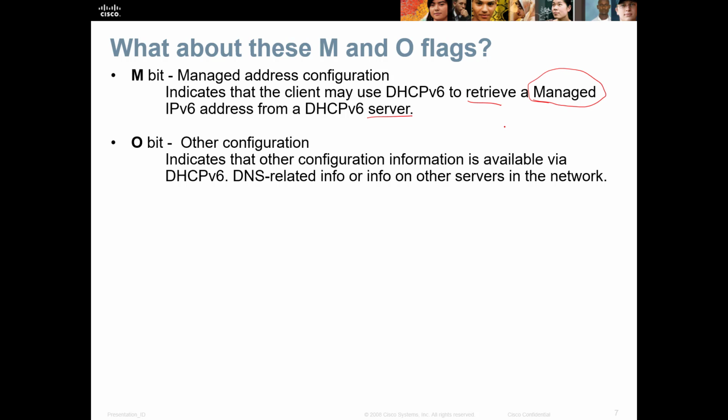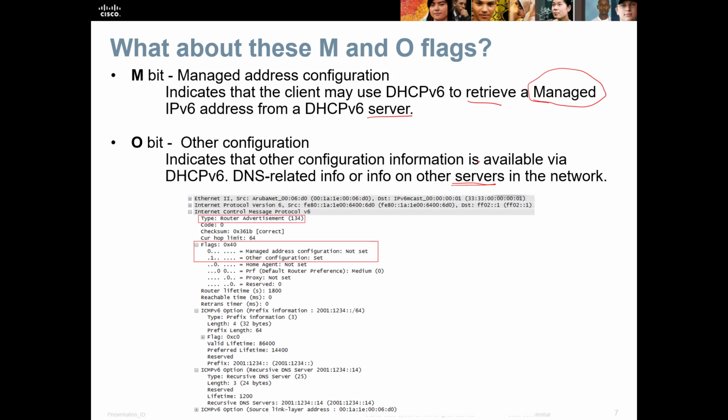The O bit indicates that other configuration information is available via DHCPv6. So this means DNS related information or info from other servers in the network, right? You may get passed around. You're going to have to look elsewhere. This conversation is, if one of those bits is set, or if the O bit is set, this conversation is not over with the router you're talking to now. You're going to have to be getting stuff elsewhere.